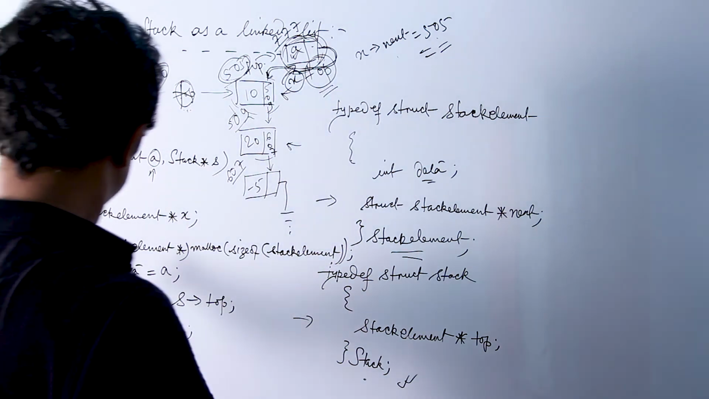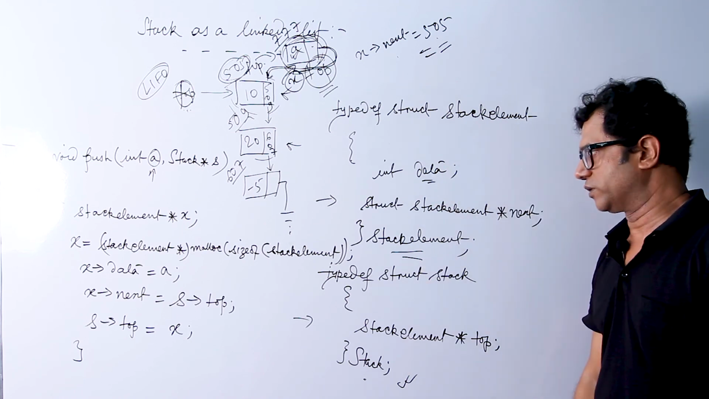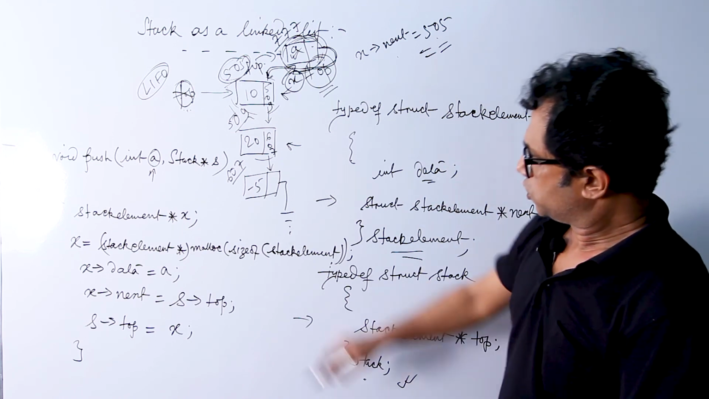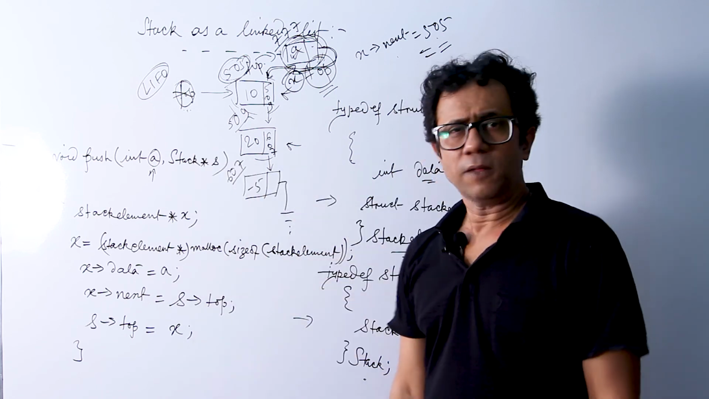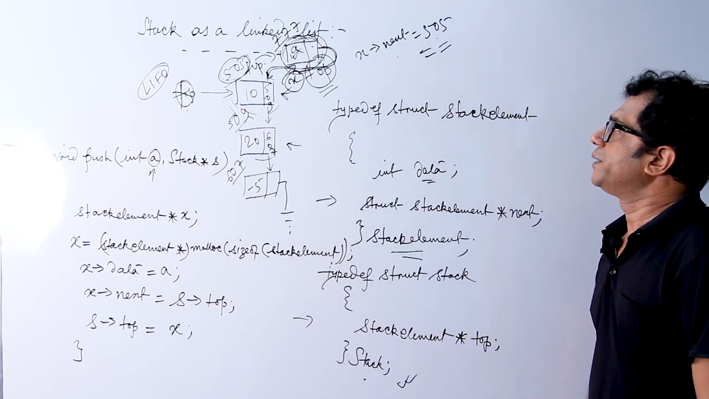So this is the push operation which we have written, and these are the structure declarations which are written. So this is the push operation, the primitive operation push for the stack implemented as a linked list.